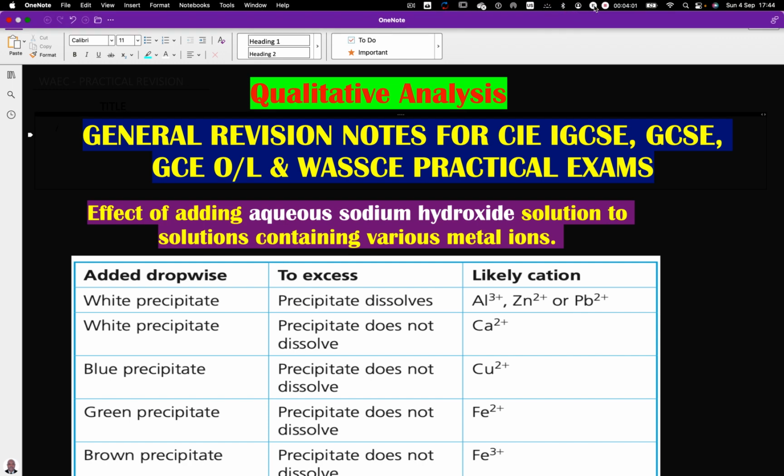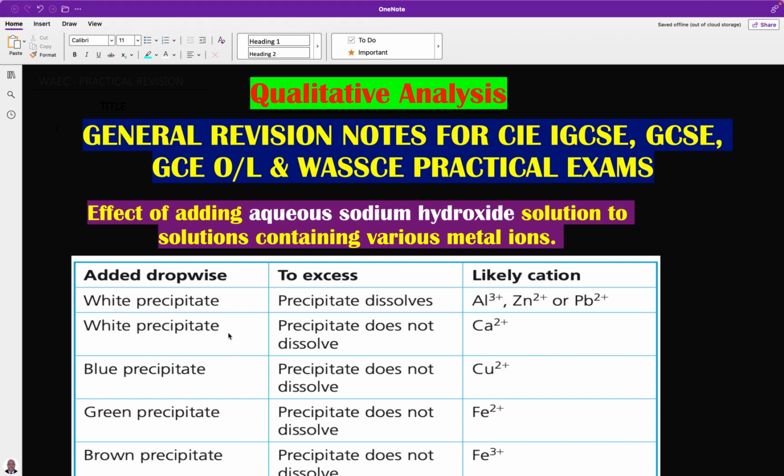Secondly, taking another solution, on adding aqueous sodium hydroxide solution to that salt solution, our observation would be white precipitate. If white precipitate is formed, and then we add aqueous sodium hydroxide solution to excess, and our observation is that the precipitate does not dissolve, it shows that the likely cation present in that solution would be calcium ion.